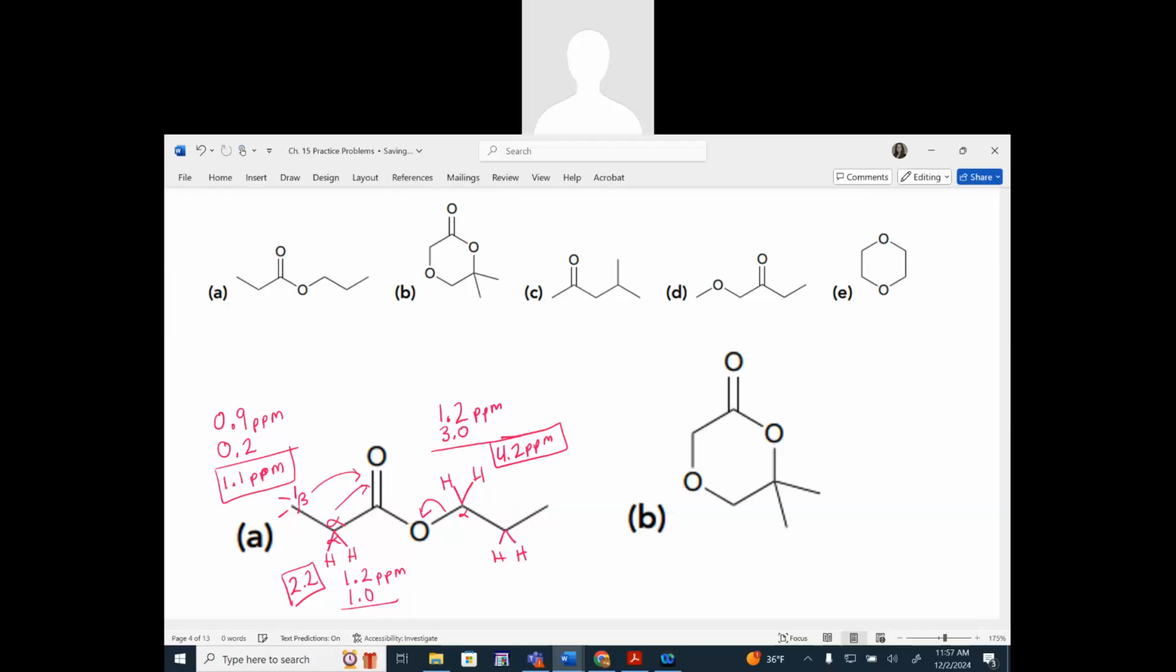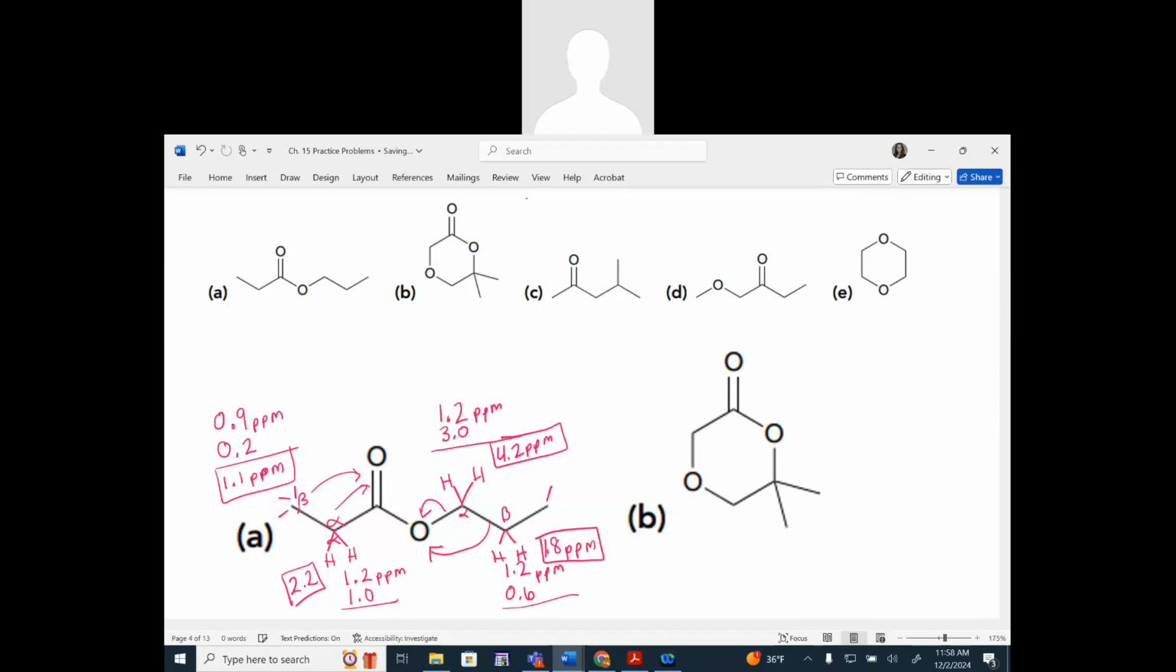Then we have two more methylene protons shown here. Once again, we start at 1.2 ppm, and then these are now beta to that oxygen. So instead of 3.0, we take about 1/5 of the effect, so we add 0.6. We should see these protons giving a signal around 1.8.